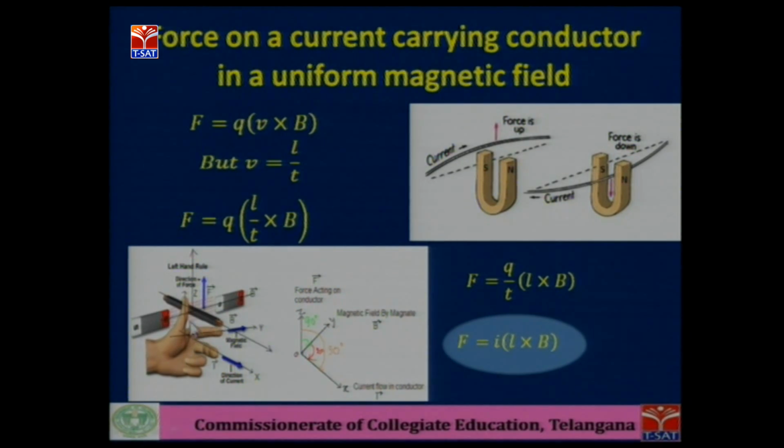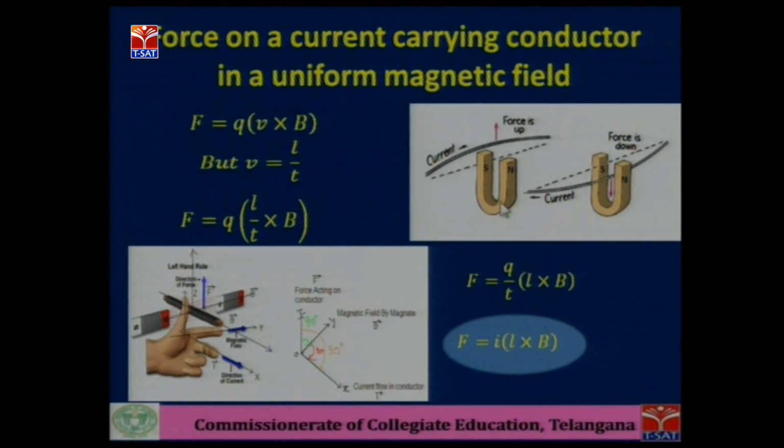If the first three fingers of the left hand are stretched outside, and the index finger shows the direction of the magnetic field, and the central finger shows the direction of current passing in the conductor, then the stretched out thumb shows the thrust, that is the force acting on this conductor. Here we can see two such examples.